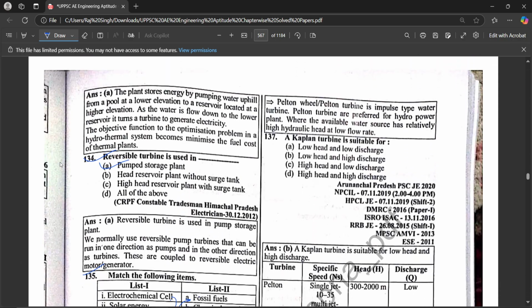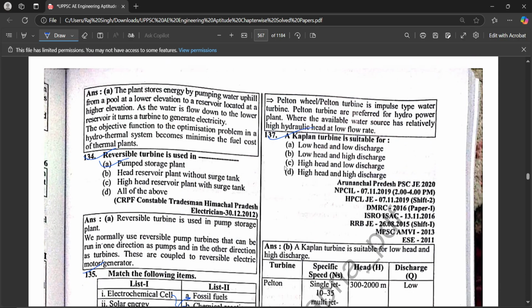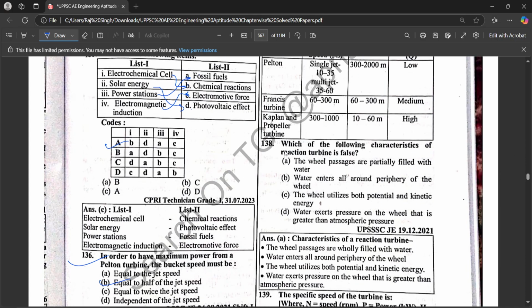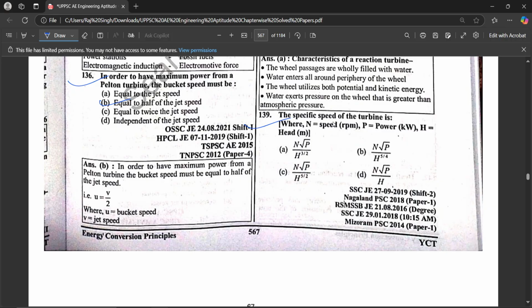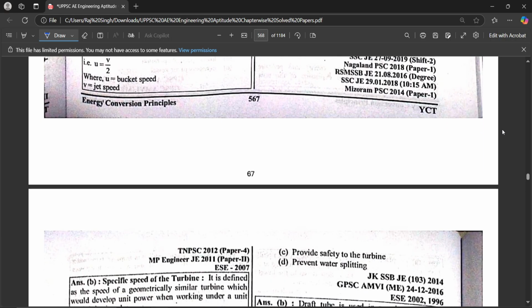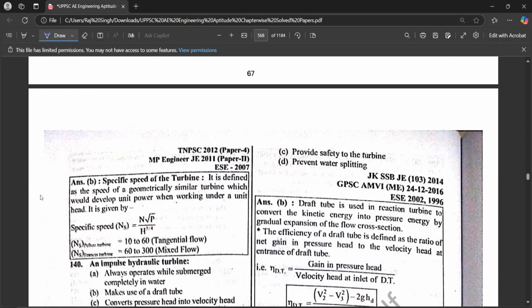Let's see the next question. A Kaplan turbine is suitable for low head and high discharge. Which of the following characteristics of a reaction turbine is false? The wheel passages are partially filled with water. The specific speed of a turbine is N√P / H^(5/4). Hence B is correct. Okay. Let's see the next question.